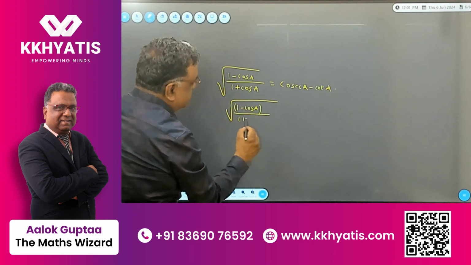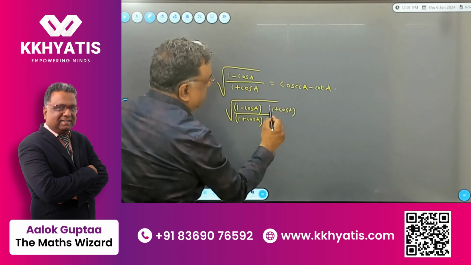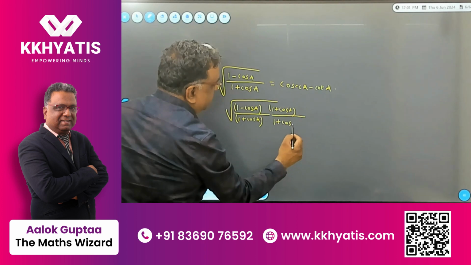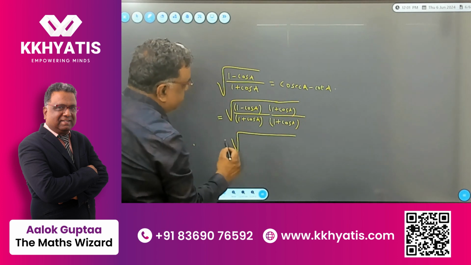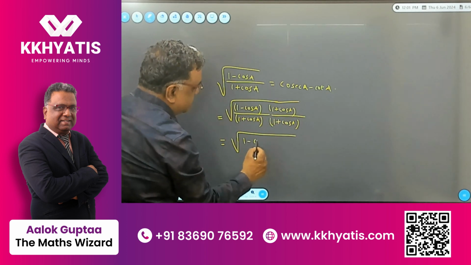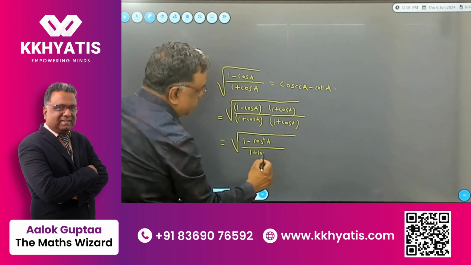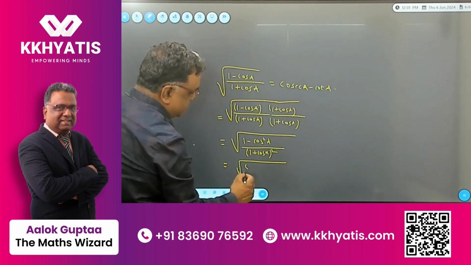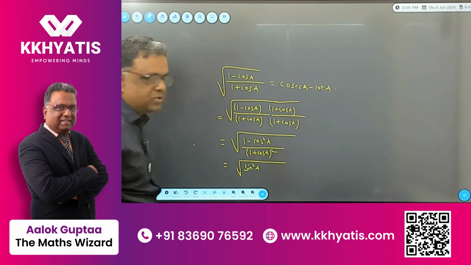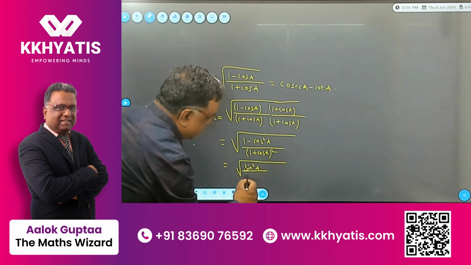So to rationalize the denominator, I will multiply by 1 plus cos A and divide by 1 plus cos A inside the square root. Correct? So now this becomes a minus b, a plus b, so 1 minus cos square A, a square minus b square. And this will become 1 plus cos A the whole square. So 1 minus cos square A is sin square A, because sin square A plus cos square A is 1. You can use that identity. And here it is 1 plus cos A the whole square.